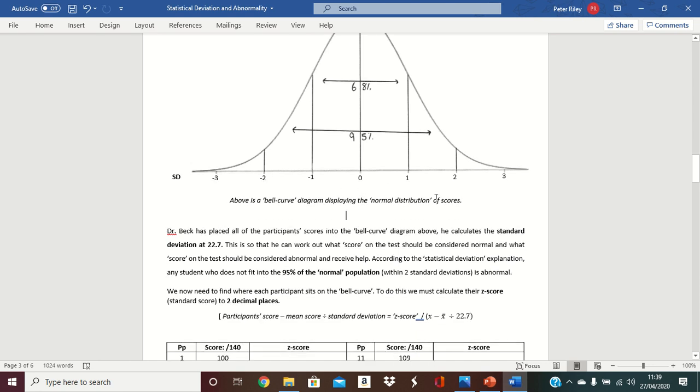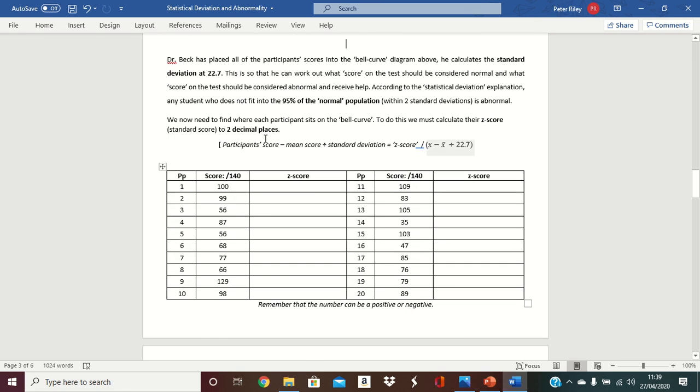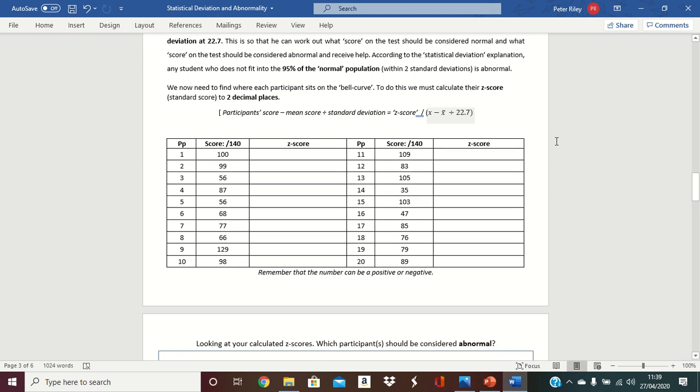Now, to work out where each individual participant falls, we'll just calculate their z-score. And to do that, we need to use the standard deviation, which is calculated at 22.7. This is already done for you. You are not expected to be able to calculate standard deviations in A-level psychology. If they ask you to use standard deviations, it will already be calculated on your behalf, which it is done here because Dr. Beck has done it ready for us to calculate the z-scores.